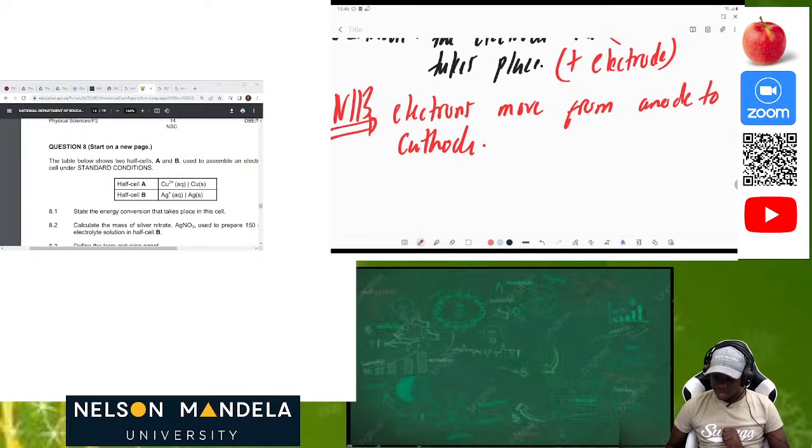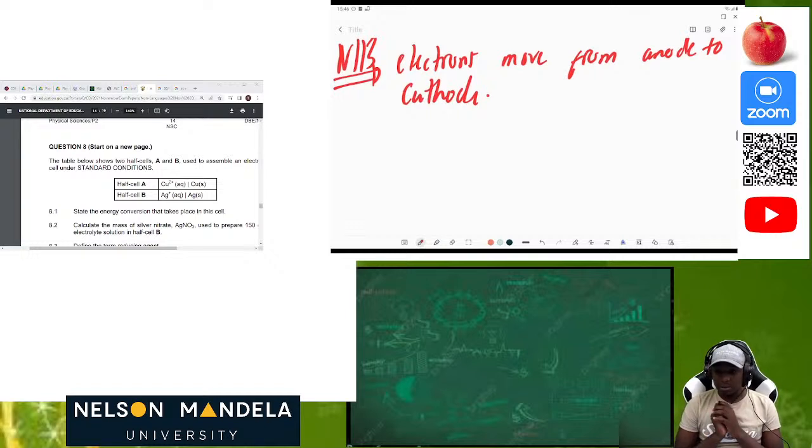Now I want to do one typical example. Just write a galvanic cell.